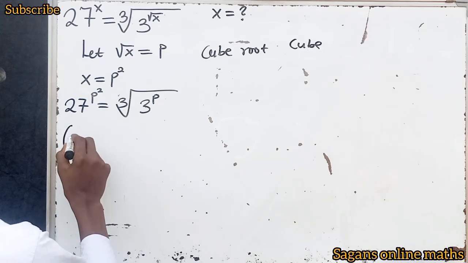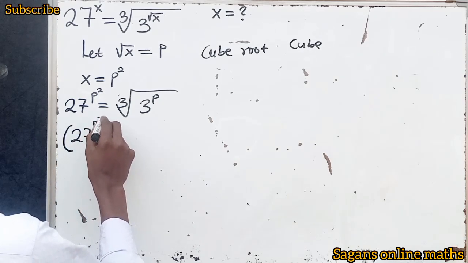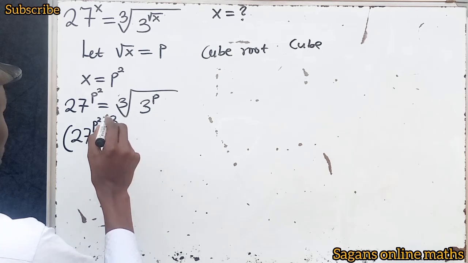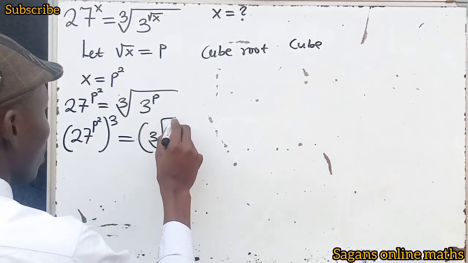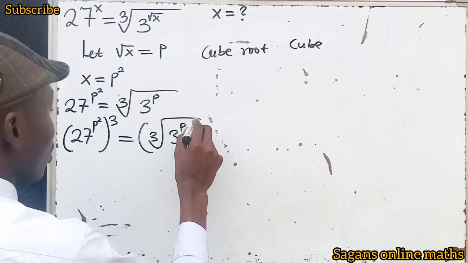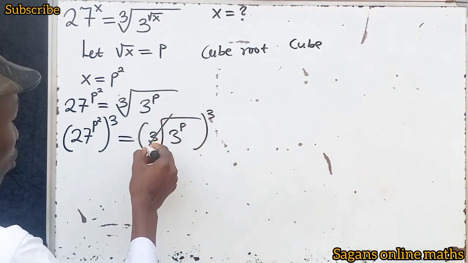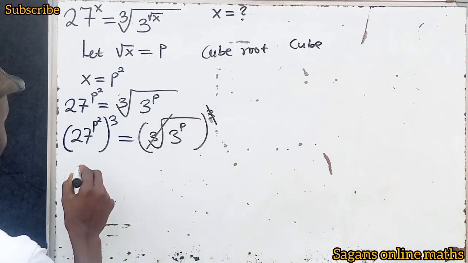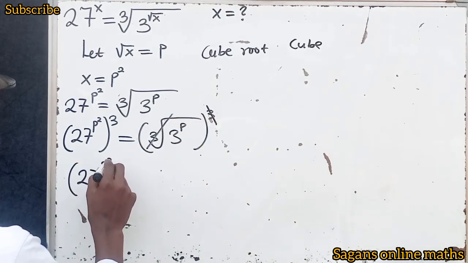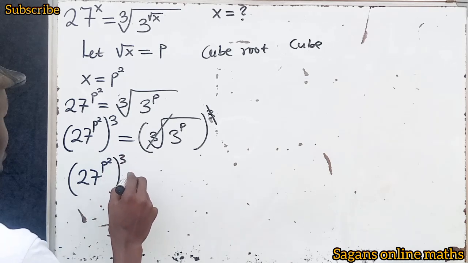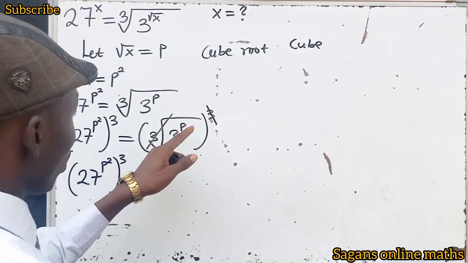So we take the cube of both sides. This is 27 to the power of p squared, to the power of 3, equals the cube root of 3 to the power of p, then we take the cube of both sides. Now this will cancel out this. We are now left with 27 to the power of p squared, all to the power of 3, is equal to 3 to the power of p, because the cube root has cancelled out the cube.